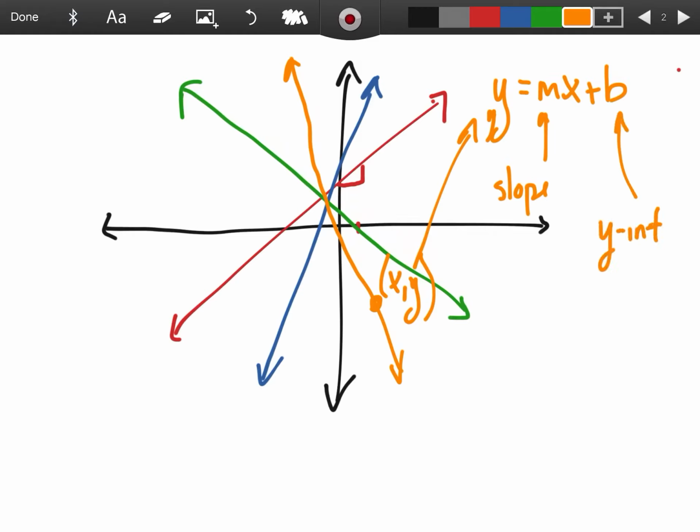The y-intercept. I kind of ran out of room there. Any x, y point will make this a true statement. Any point x comma y that falls on that line makes this a true statement, but we need to know our slope and the y-intercept. For today's lesson, we're really covering the slope, which is represented by the letter m in our equation for a line.